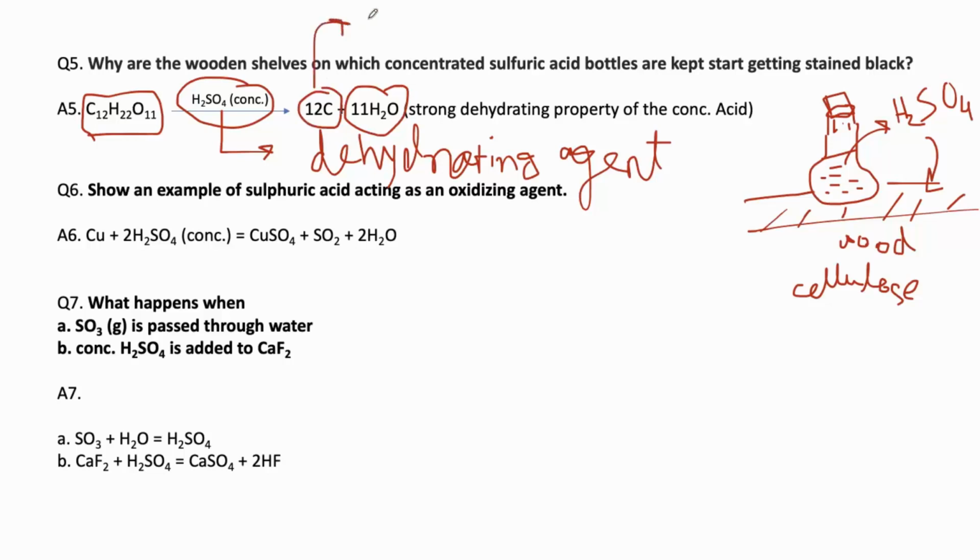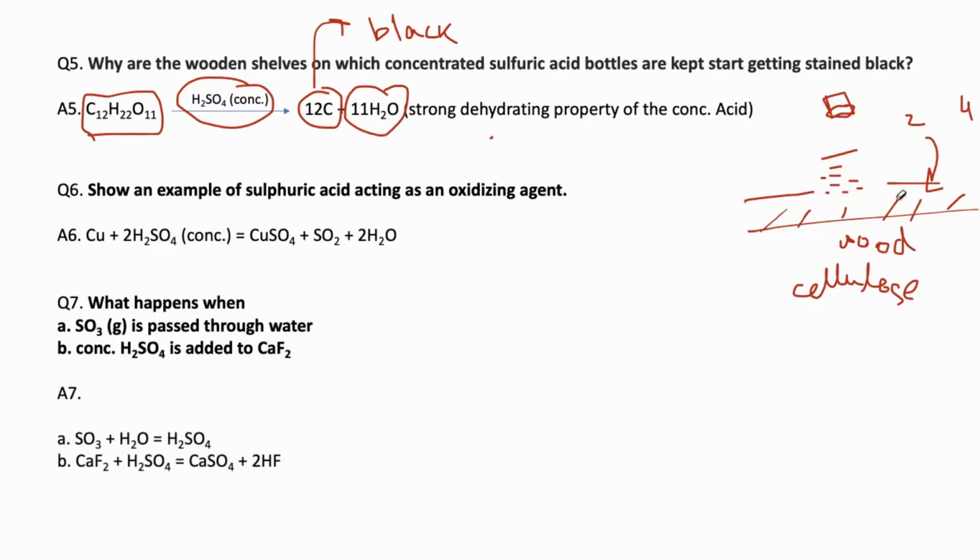And this carbon is black, because non-metallic carbon in its elemental state is black. So that's why whenever bottles of concentrated sulfuric acid are kept on a wooden shelf, it forms a black stain, because carbon accumulates on the wooden surface, as it is a very strong dehydrating agent. The next question is, show an example where sulfuric acid is acting as an oxidizing agent.